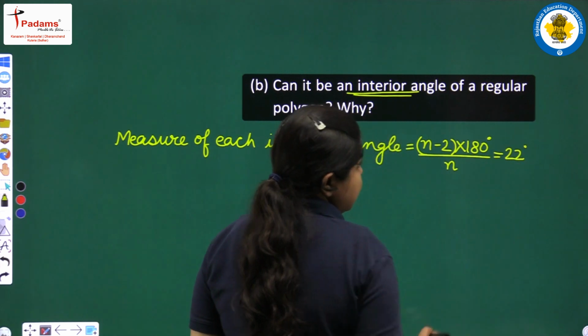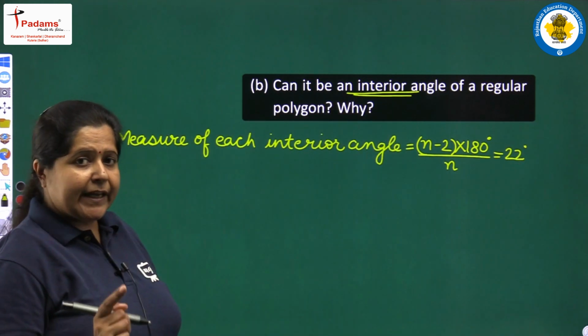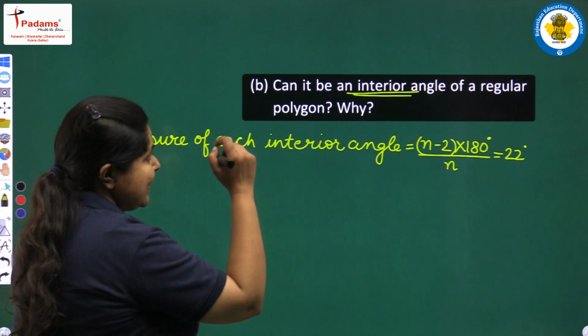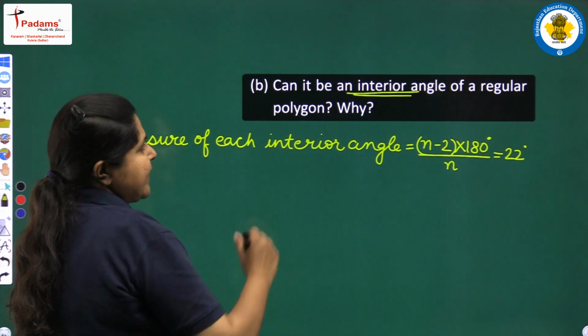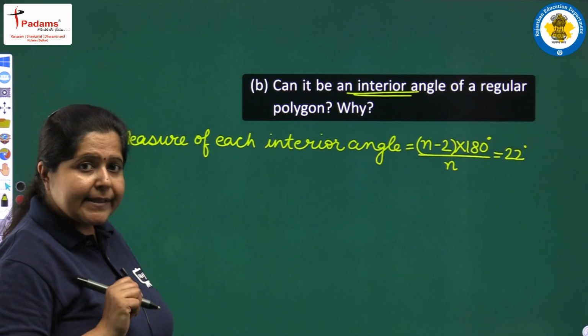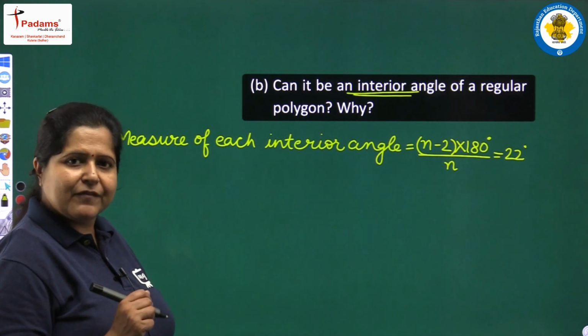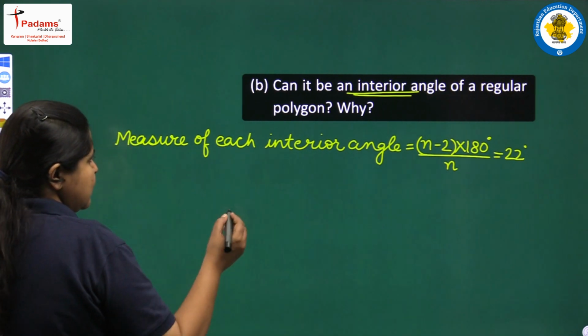degrees. Now again, if the value of n will be coming out to be a whole number, then it is possible that the interior angle is 22 degrees. Otherwise, if it is not a whole number, then again such a polygon cannot be formed. Let us solve this now.